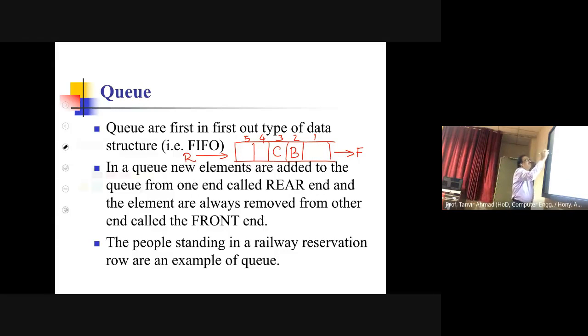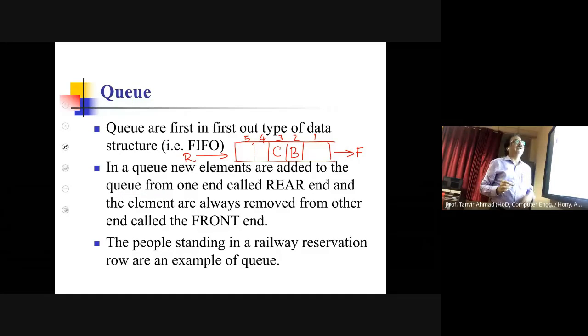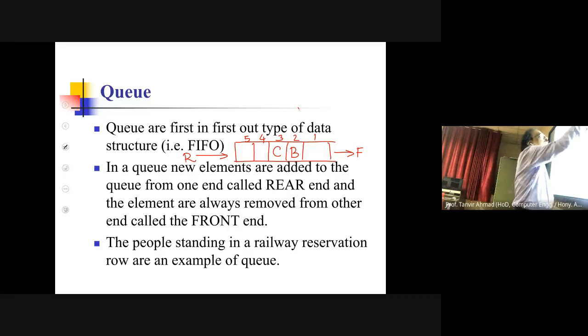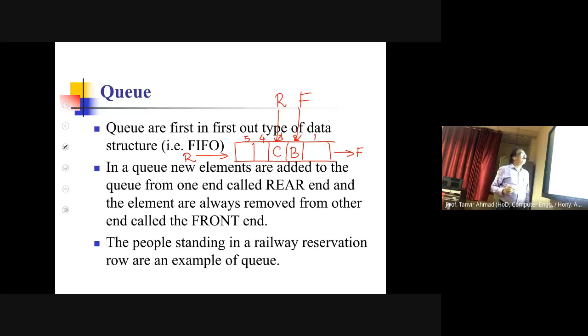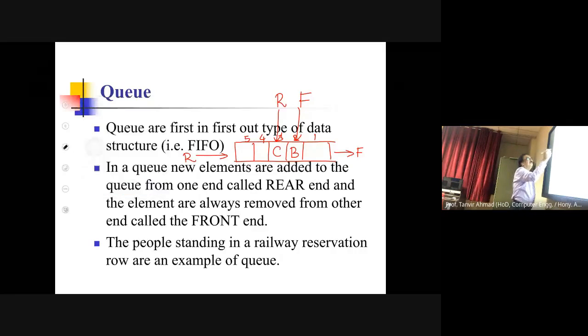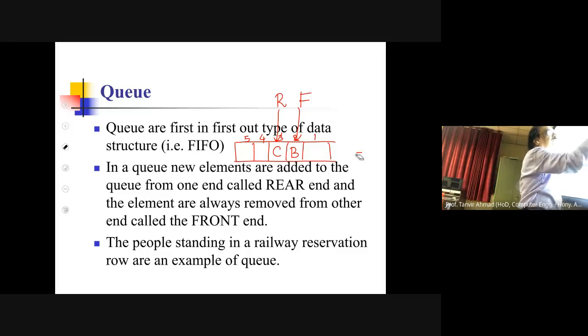Now, if I delete this A element, the front pointer will point to B and the rear pointer will point to C. At this point of time, the front pointer will point here and the rear pointer will point here. Now I will just remove that one so that you will not be confused. This is the status of the queue right now.